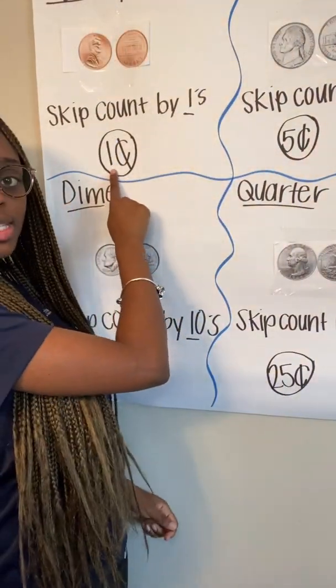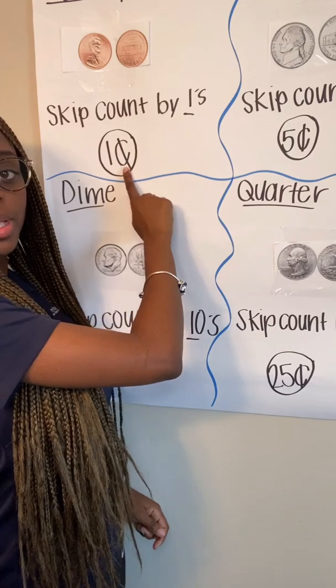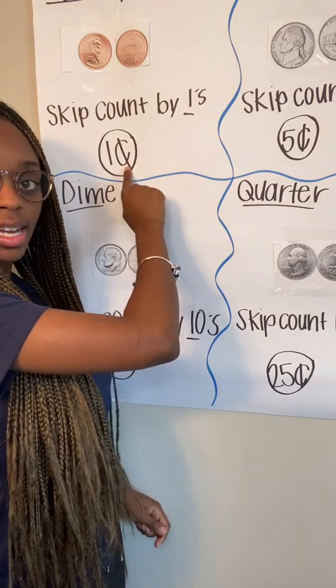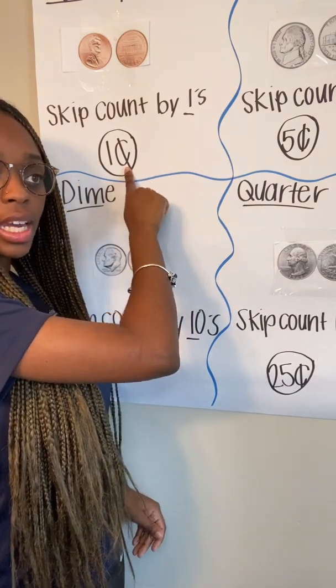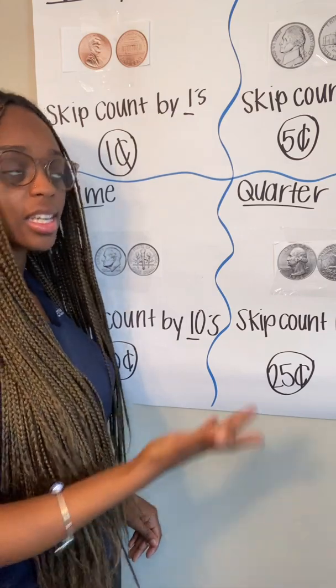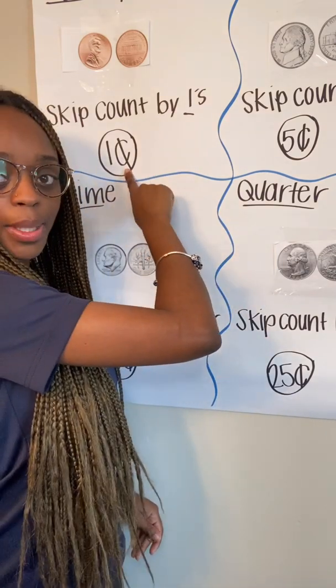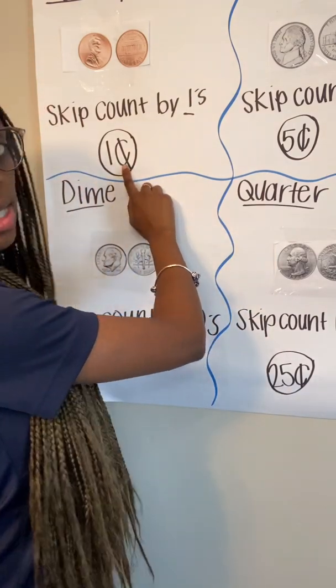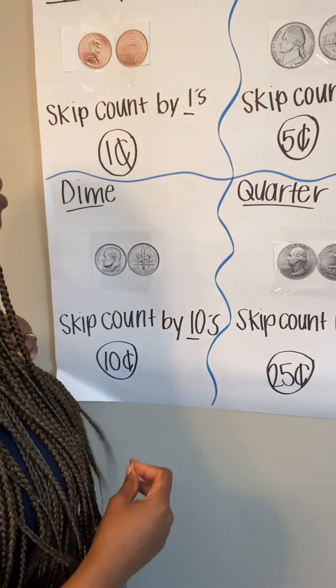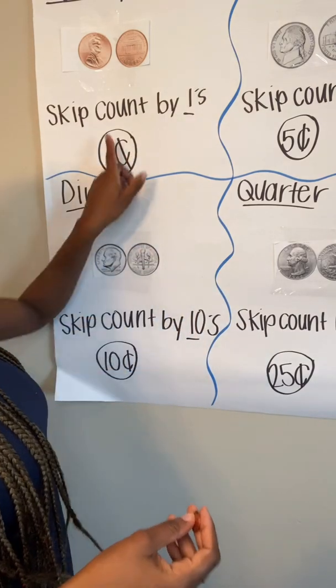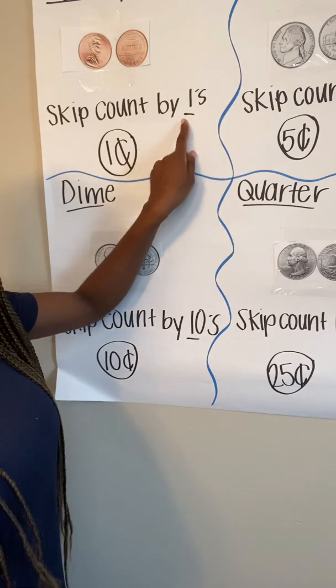They're worth 1 cent. And if you're not familiar with this, this is the cent sign. Every time we have any amount that are in cents, you draw this symbol. It stands for cents. Whenever you count pennies, you are going to skip count by ones. And we skip count by ones or count by ones because pennies are worth 1 cent.